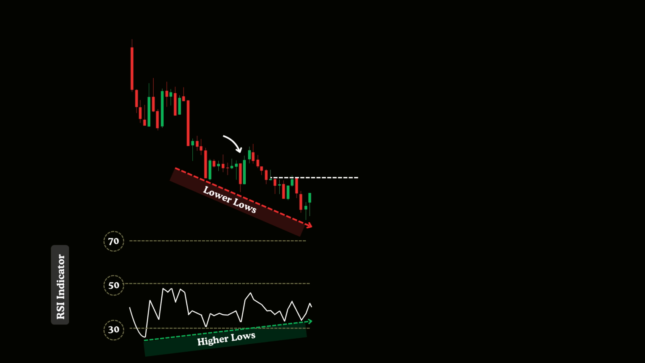So we won't enter a long trade now. Later, when the price breaks this high with a strong bullish candle, we can enter a long trade with an appropriate stop loss. This could allow the price to reach our profit target quickly.